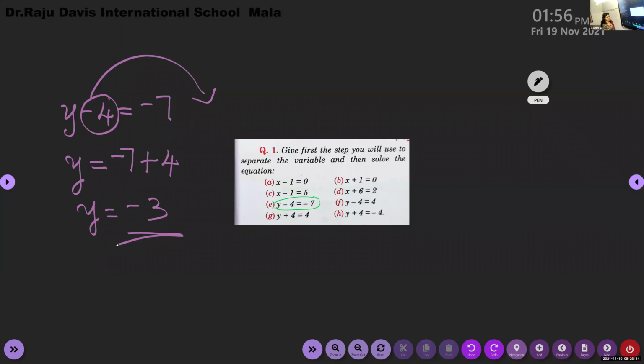You can substitute in this equation and check, children, whether your answer is correct or not. So put y is equal to negative 3. Negative 3 minus 4. Will you get negative 7? Yes, ma'am. So right hand side and left hand side is equal. So our answer is correct. Our solution is correct.